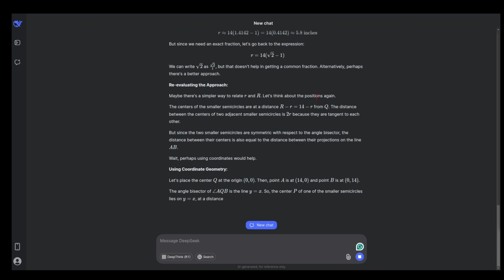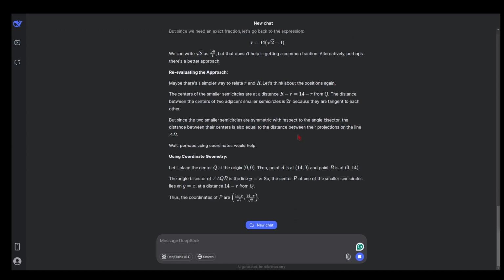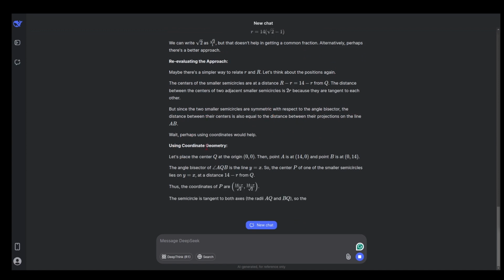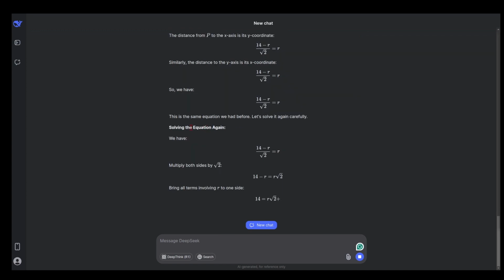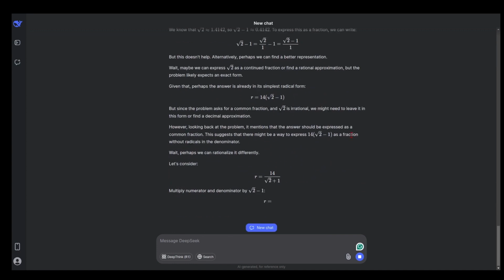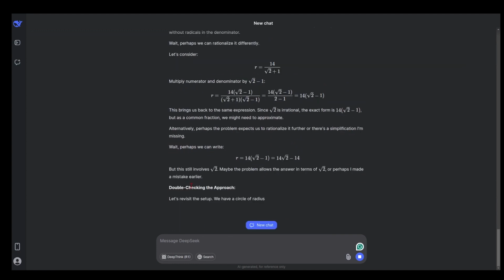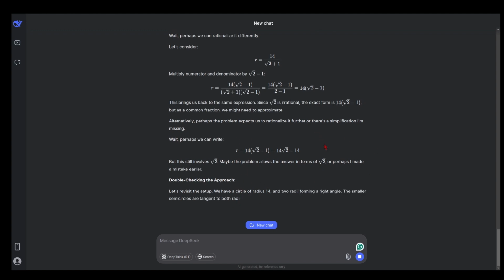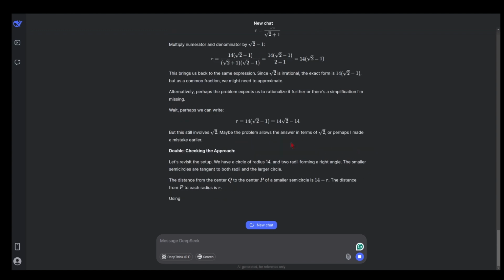So let's think about the positions again, and it's trying to come up with a different approach using coordinate geometry, solving the equation again. Again, it's looking for alternatives. Alternatively, perhaps we can find a better representation, and it goes on and on. Double checking the approach. So it's double checking the approach it took before. It's slowed down actually. It's time to give the answer.